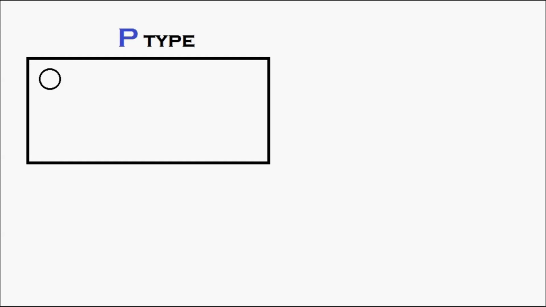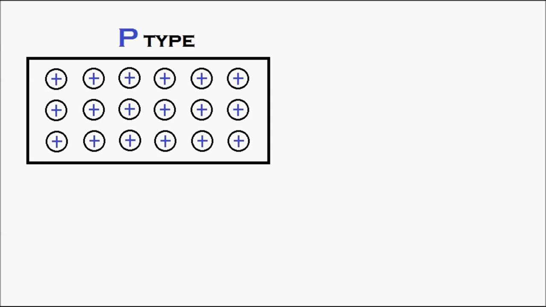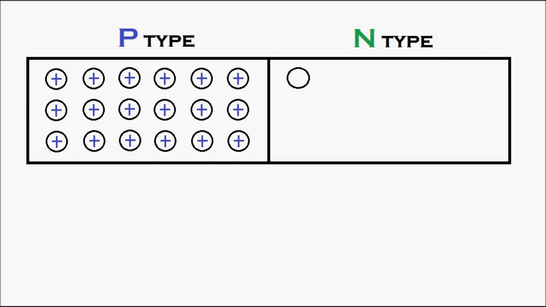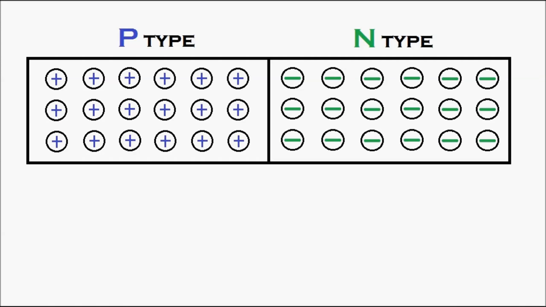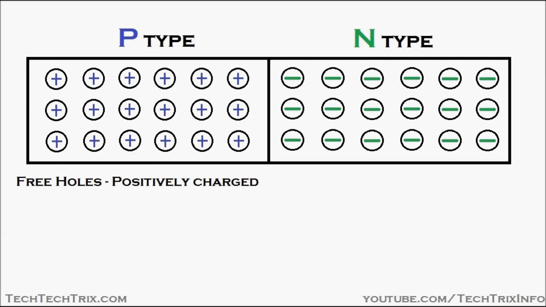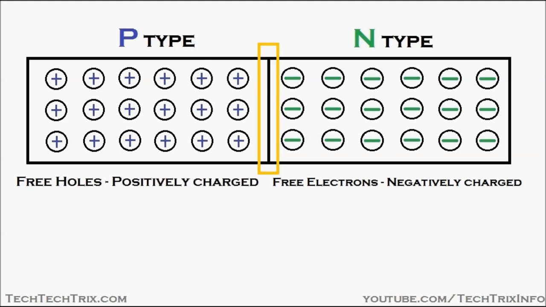The P-type semiconductor has holes which are positively charged, and the N-type semiconductor has electrons which are negatively charged. So you can see free holes, which are positively charged, are available in the P-type, and free electrons, which are negatively charged, are available in the N-type. This is the region where the P-type and the N-type join, or the junction which is formed, called the PN junction.